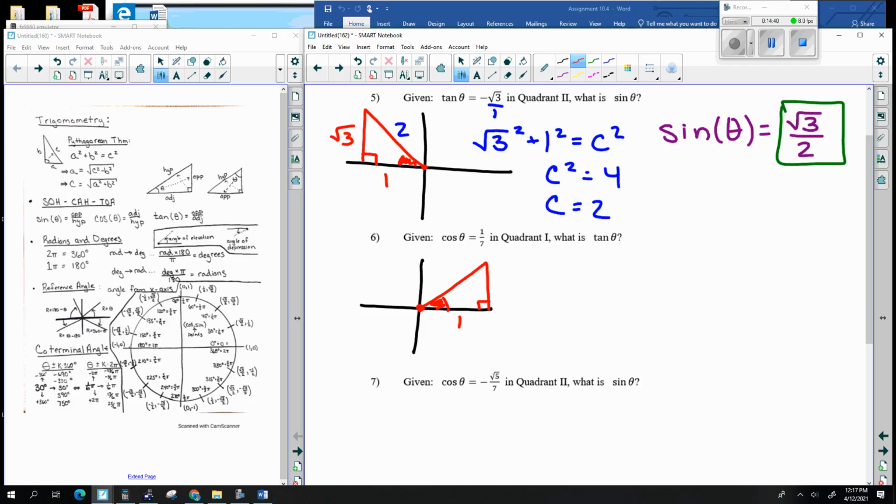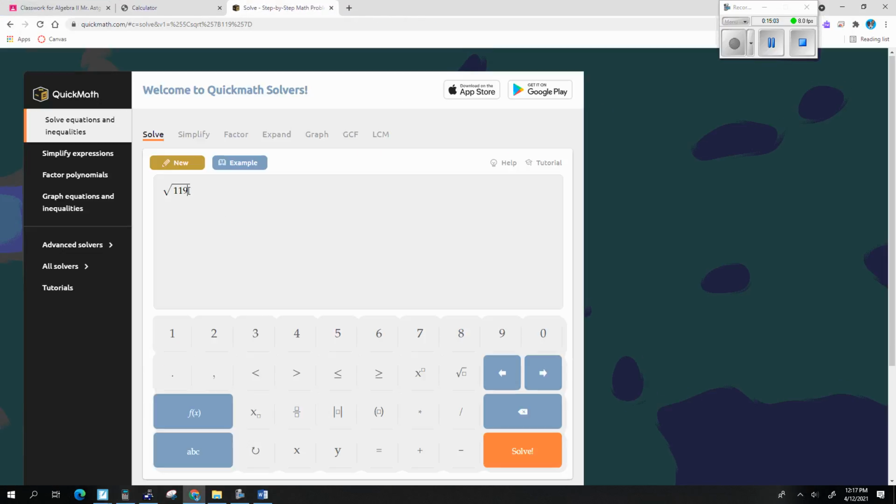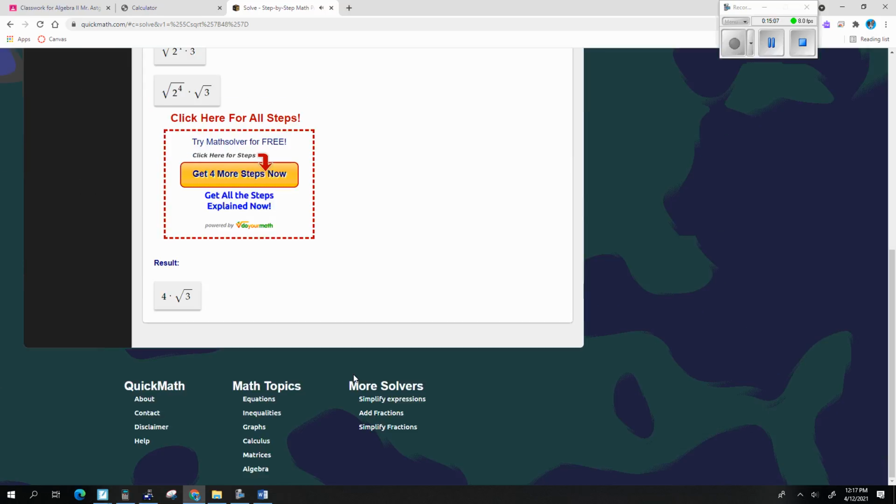Cosine is adjacent over hypotenuse. So a squared plus b squared is equal to c squared. So b squared is 49 minus 1. So b is equal to the square root of 48. Let's use quickmath on this one. 4 root 3.